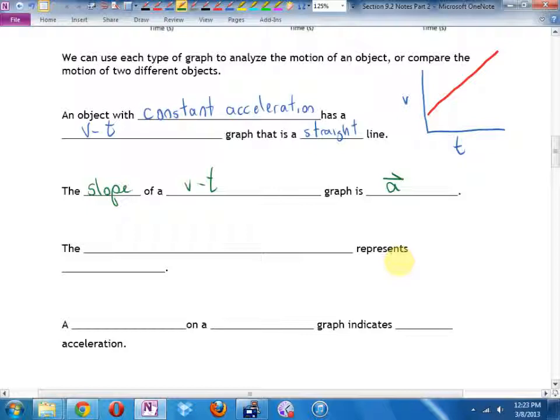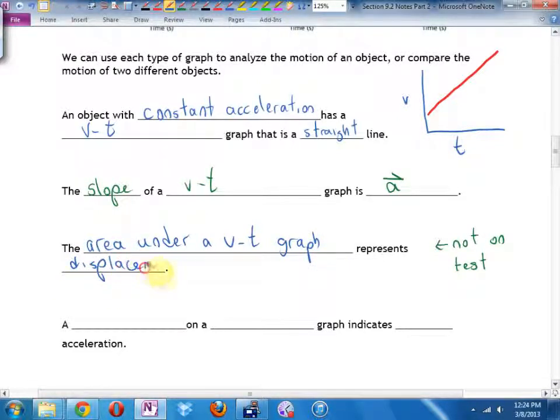Then I debated leaving this line in or not. This is Physics 11, so you can make a little note here. Not on test, but for what it's worth, the area under a VT graph represents displacement. I don't believe that's on the provincial. It won't be on your test. And if I'm wrong and it turns up on the provincial, I apologize. But when I read through the exam specs, I didn't see they were going to ask you that. But I'm a nerd. I got to at least throw it in here because how can I resist?